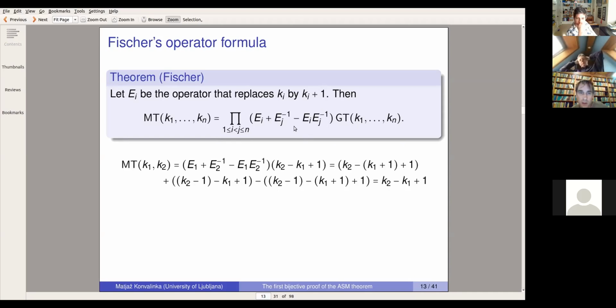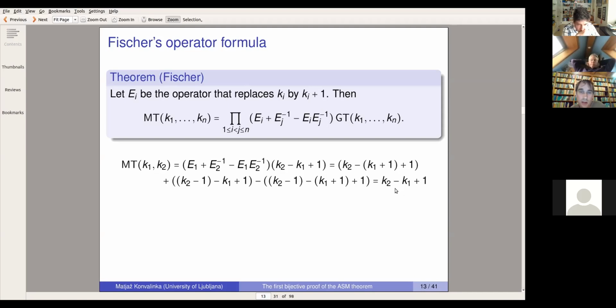Okay, an example. So how do you compute MT of K1, K2? Using this formula, you take this simple formula for GT of K1, K2, and then now you just have one choice, right? 2 choose 2. So either you increase k1 by 1, this is what you do in this first term, or you decrease k2 by 1, or you do both. And when you do all the simplifications, you get k2 minus k1 plus 1.